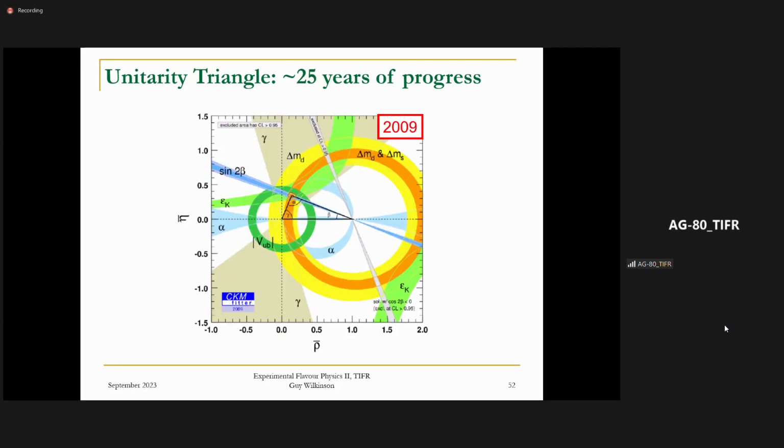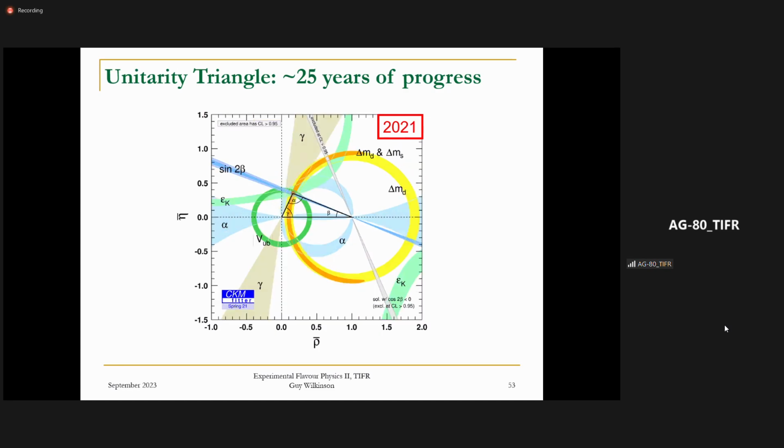By 2009, the precision on sin 2 beta is now really rather good. This triangle is really clicking into shape. And the key point is that all of these garish coloured bands are lining up with a common vertex. So this is telling you that Kobayashi and Maskawa's description of flavour structure in nature and CP violation is correct, at least within the precision of this measurement. So that's very impressive.